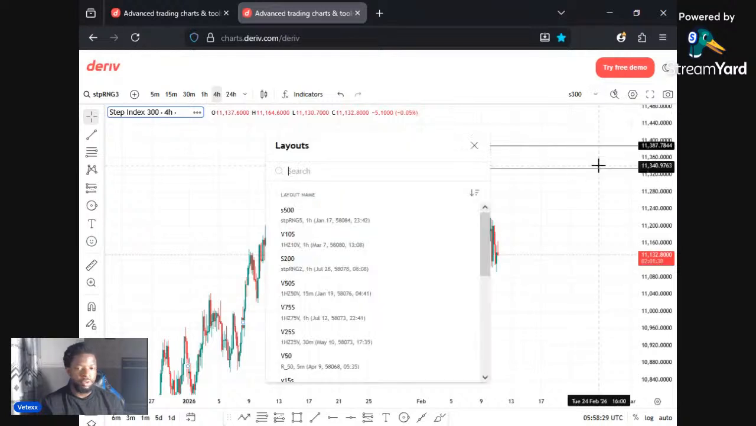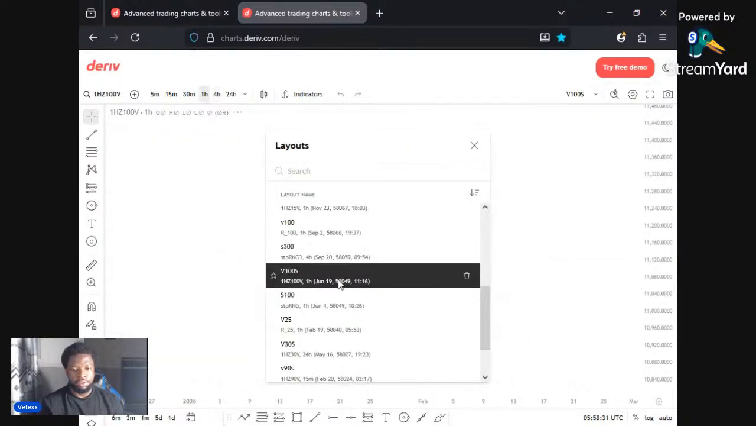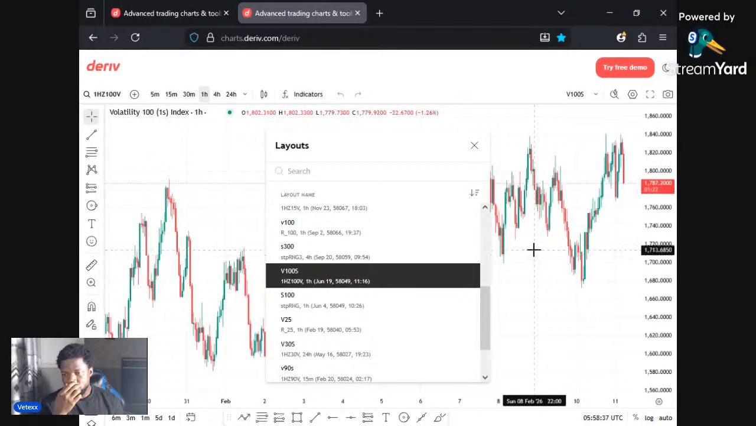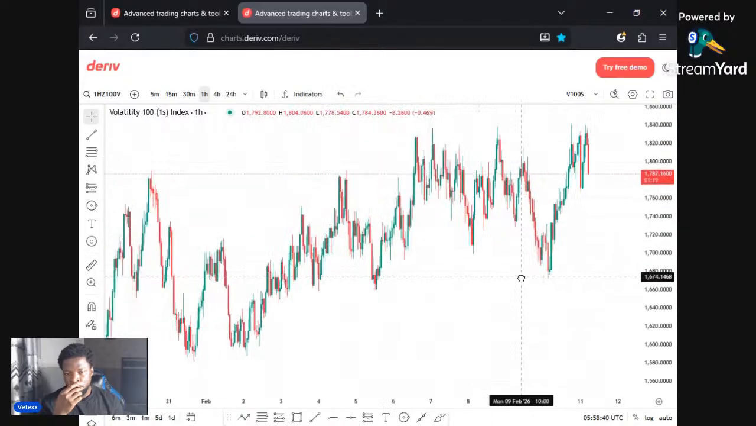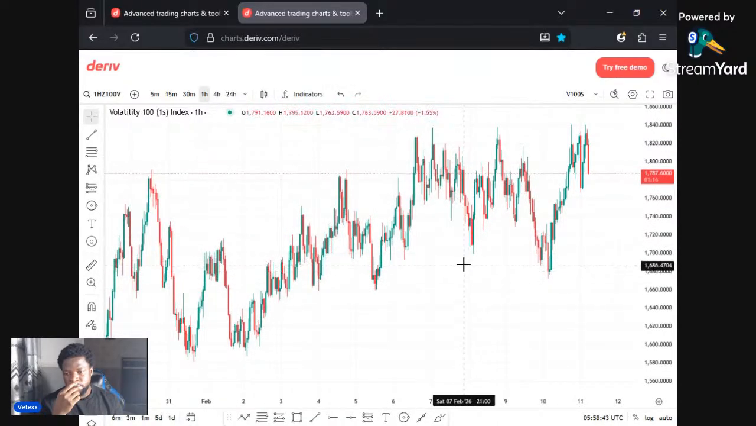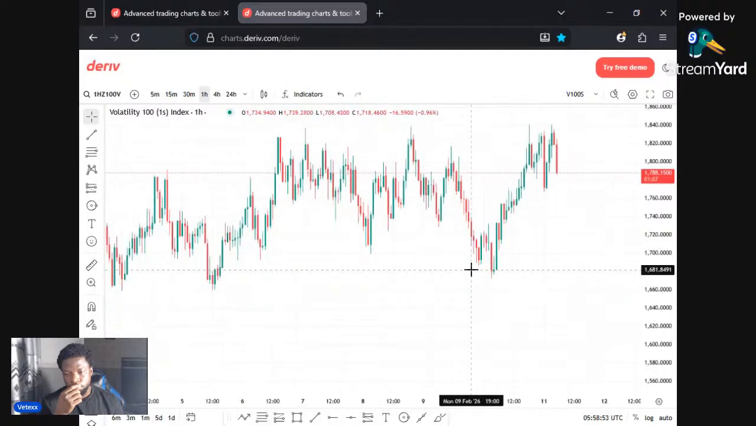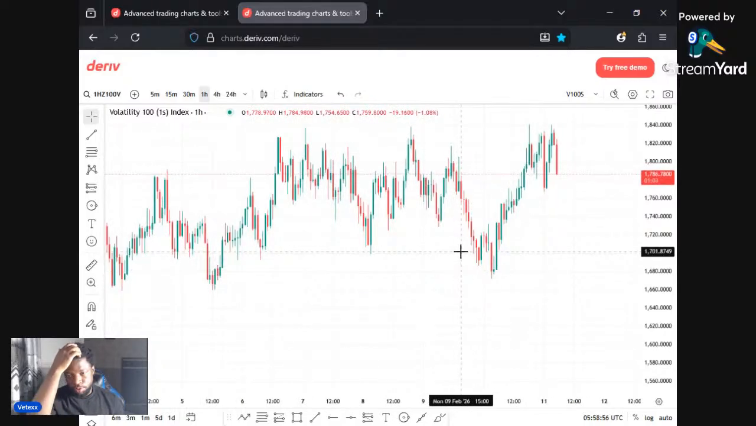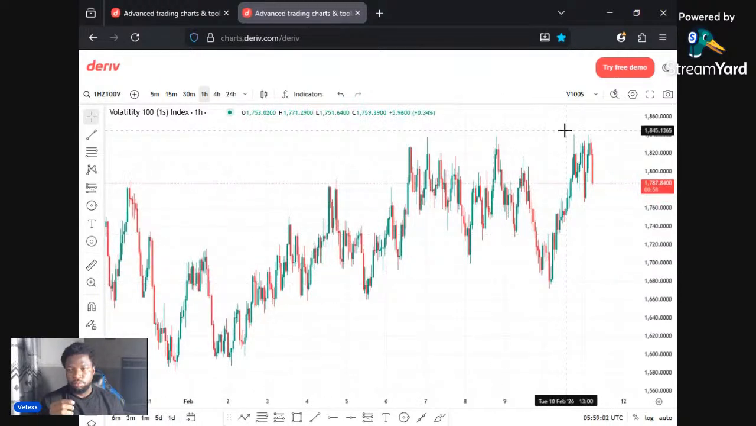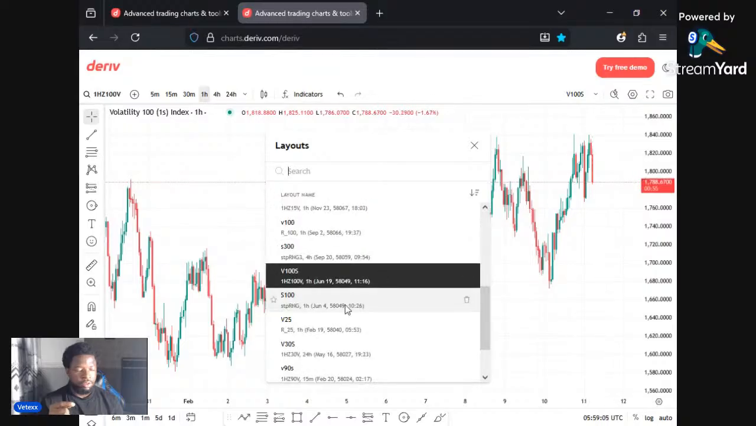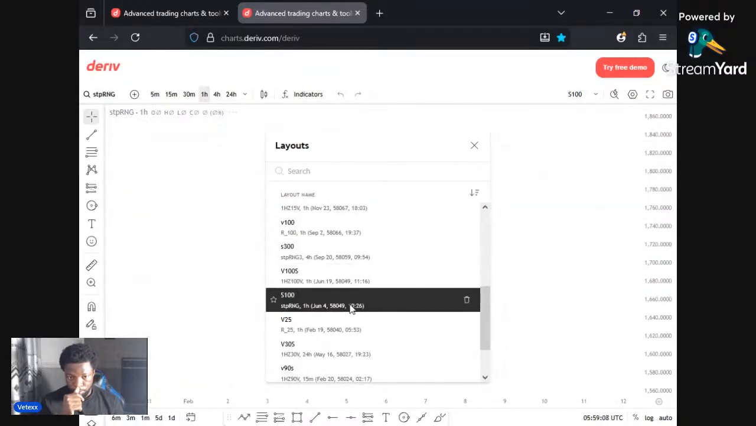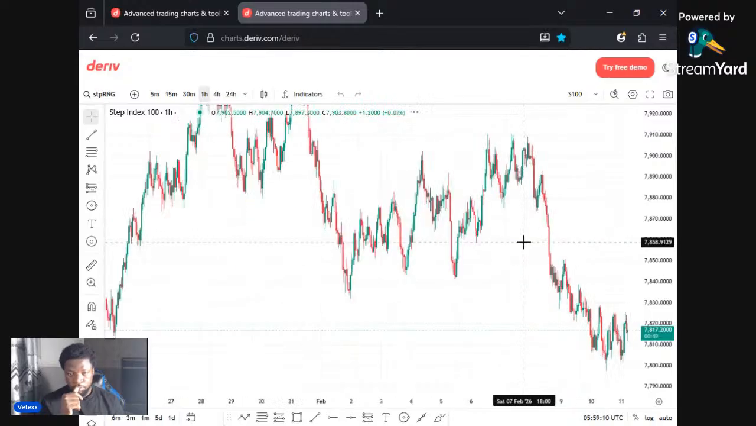Let's check the next pair, which is what? V100S. V100S is bullish. What do you have? Got nothing. Nothing, nothing, nothing. Let's check the next pair. Step 100. What do you have on Step 100?